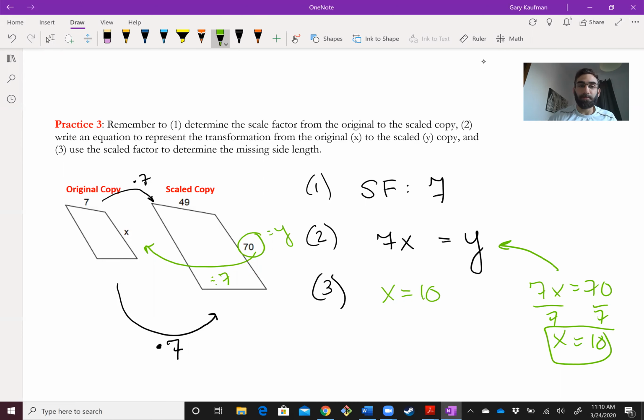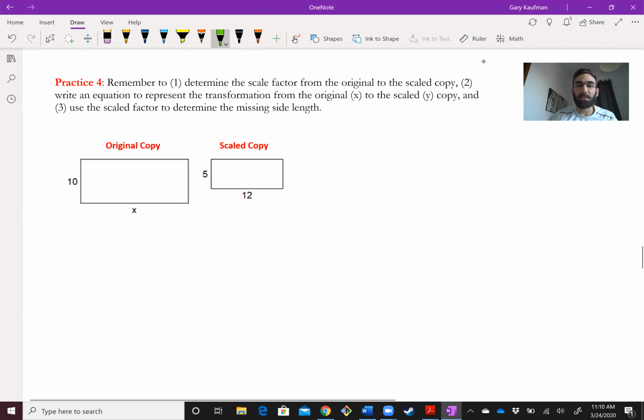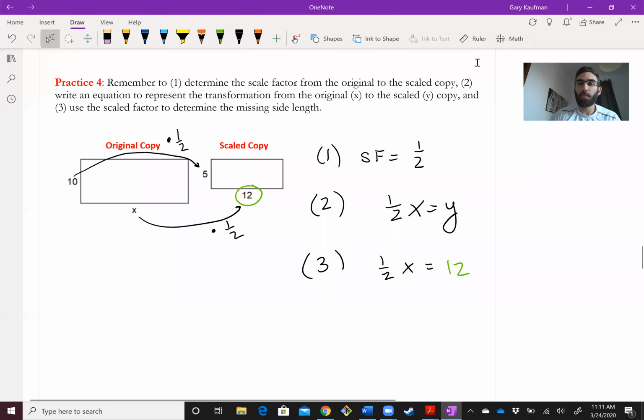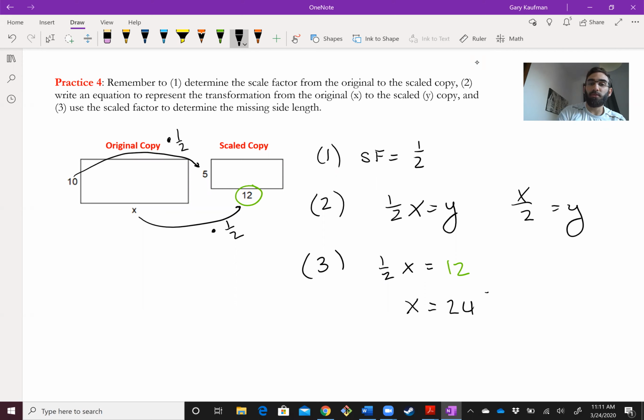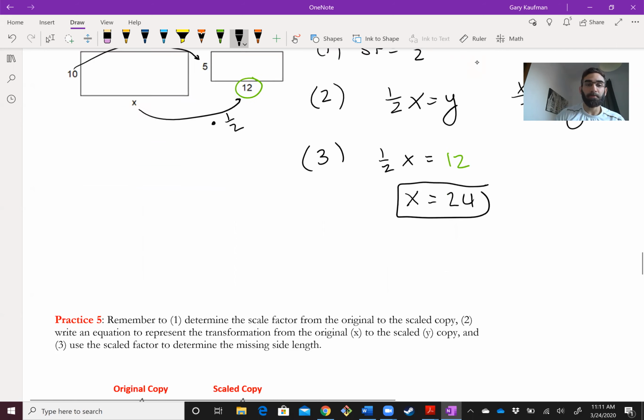All right, here's the next practice problem. Go ahead. So here, remember, scale factor is what you multiply by. So even if you notice that it's dividing by 2, and you can actually write your equation as x divided by 2 equals y, you still say your scale factor is 1/2. So again, I'm now using my equation and realize that x is 24, because half of 24 is what gets me to 12.